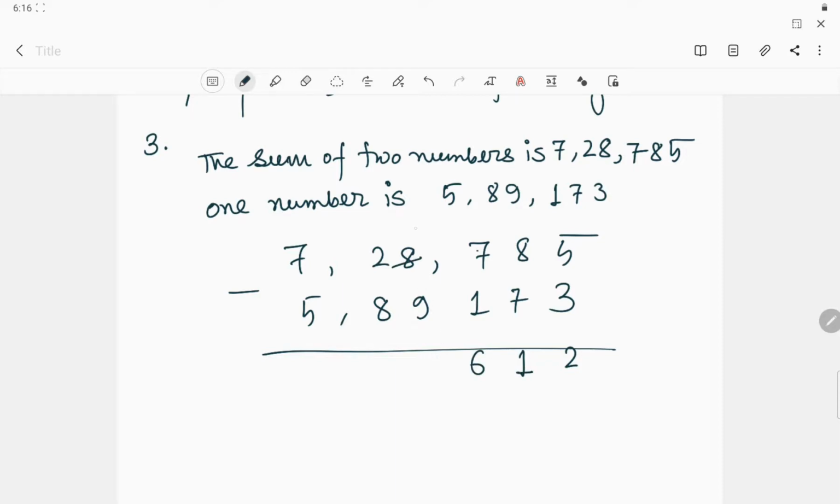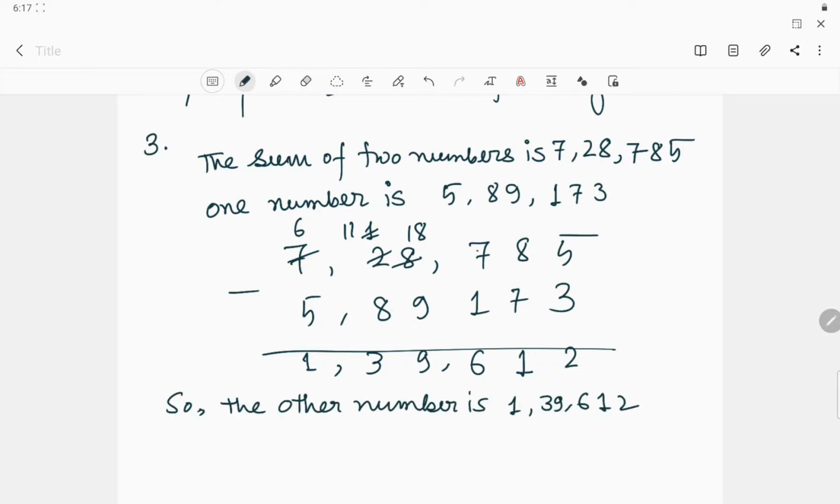8 is less than 9, so it will be 18 and it will be 1. Now 18 minus 9 is 9, and it will be 11 since 1 is less than 8, and it will be 6. 11 minus 8 is 3, and 6 minus 5 is 1. So the answer will be 1,39,612. So the other number is 1,39,612.